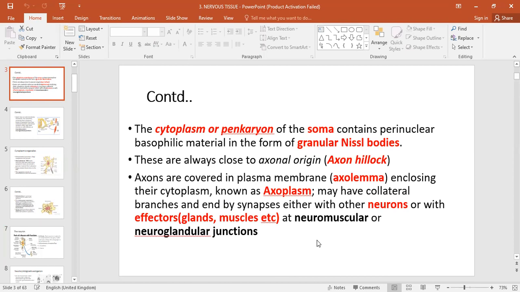Because of that, the synapses are given different names. You can call it a neuromuscular junction if it is a synapse between a neuron and a muscle. We can call it a neuroglandular junction if it is a synapse between a neuron and a gland. Neuromuscular between neuron and muscle, neuroglandular between neuron and gland. Then synapse when it is communicating between neuron and neuron.